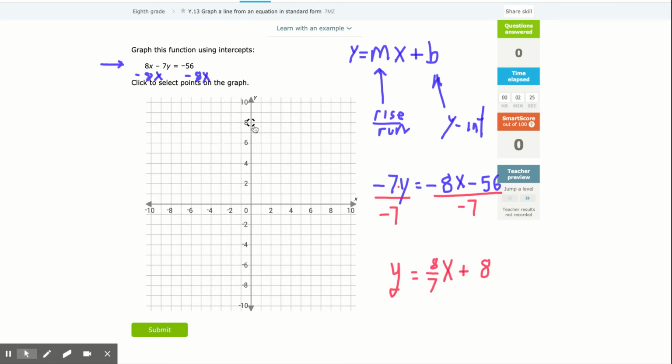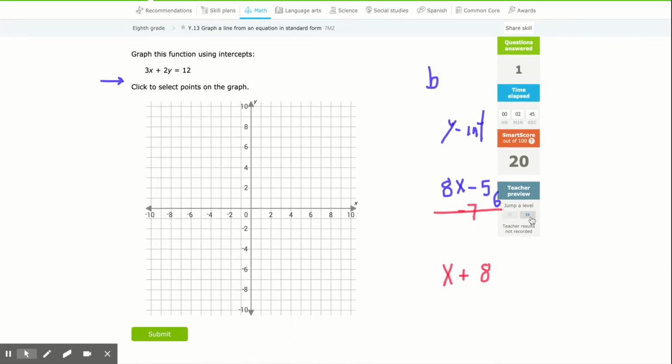So I go on the y-axis to 8. My slope is 8/7. Now I can't go up 8 and write 7. So I'm going to go up 8 and right 7, making sure that I think of that little person going to the right, walking uphill. And I've graphed that equation.